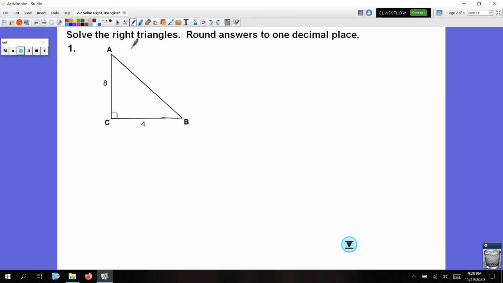Now we're going to solve this right triangle. First off, we need to find the length of AB. Again, this is a right triangle. We can still use the Pythagorean theorem. That's totally fine, right? 8 squared plus 4 squared equals, let's just call this x squared, right? 64 plus 16 equals x squared. Oh, why did I write 8? Because I'm silly. 64 plus 16 is 80. That is equal to x squared.